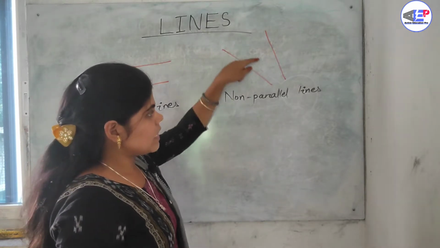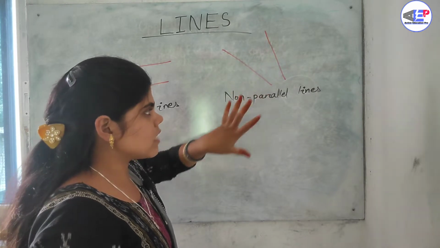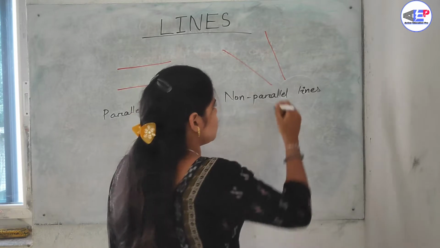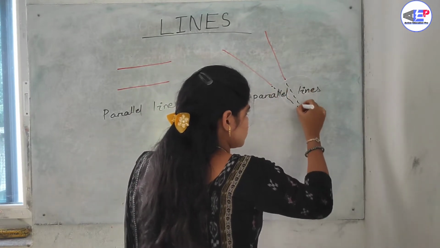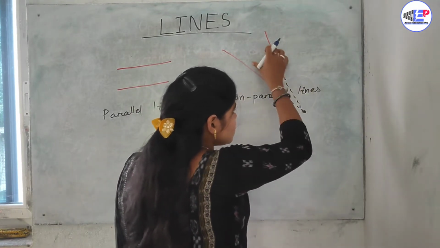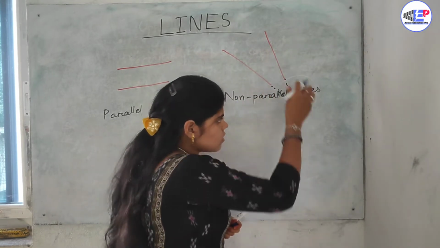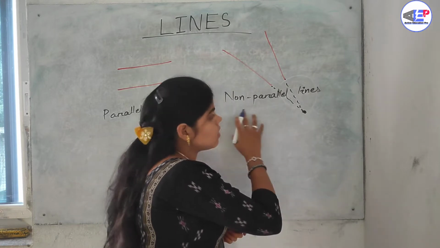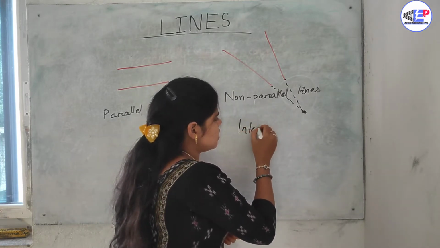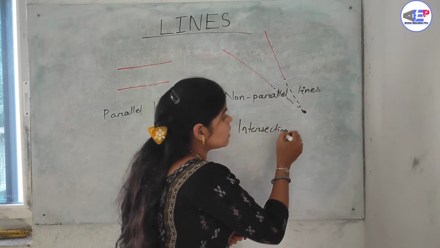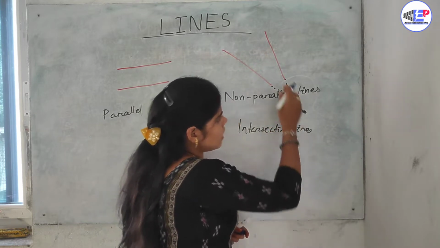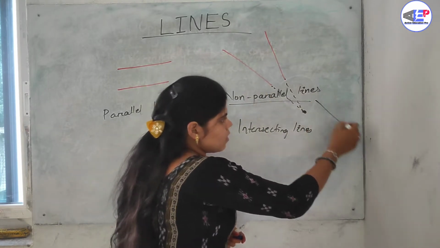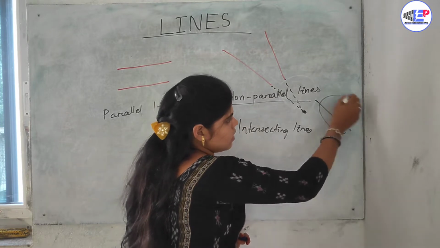But non-parallel lines, otherwise we can say intersecting lines, will intersect in future. If you extend these lines towards the down position, then at this point these two non-parallel lines will intersect. You can say these are intersecting lines. But in this figure, these two line segments are not intersecting each other, so these are non-parallel lines. If they intersect like this, these are intersecting lines.